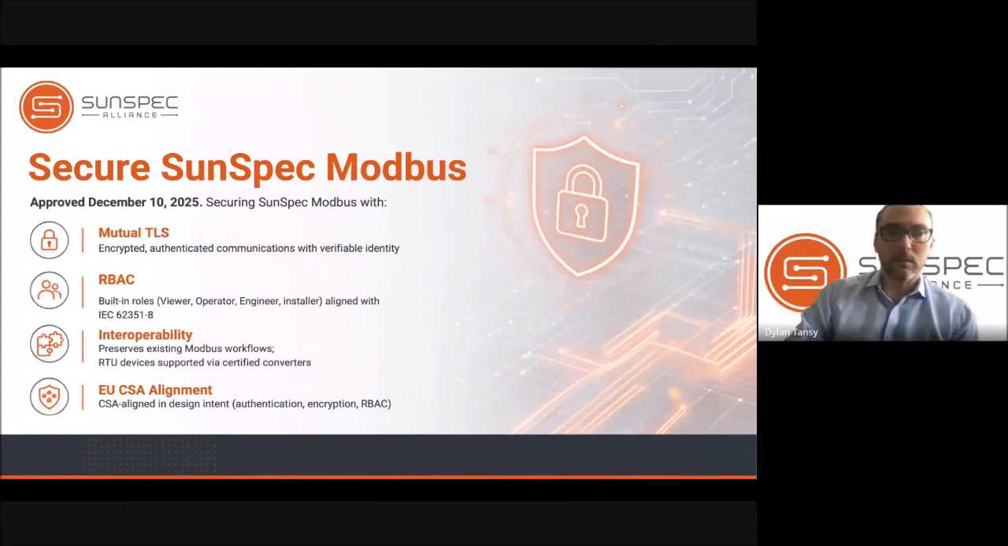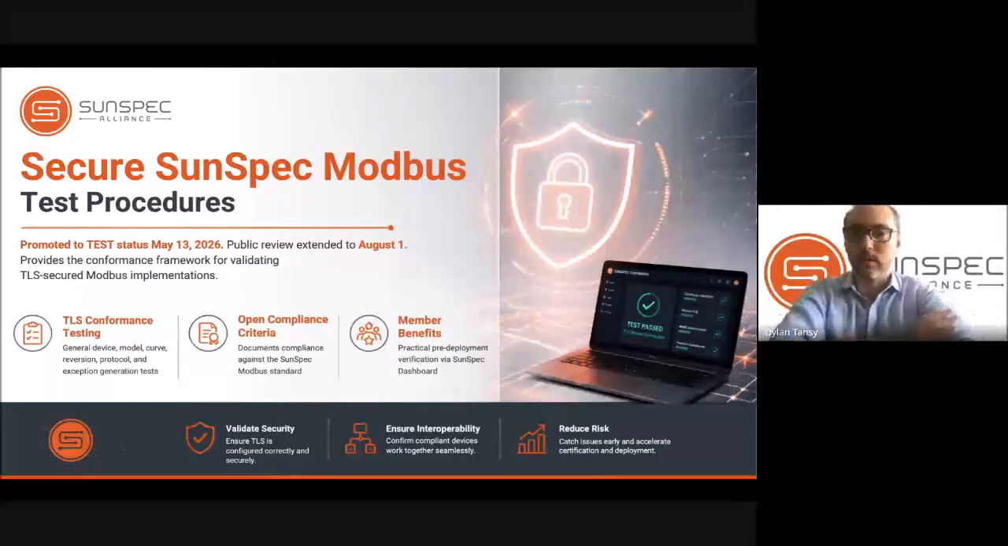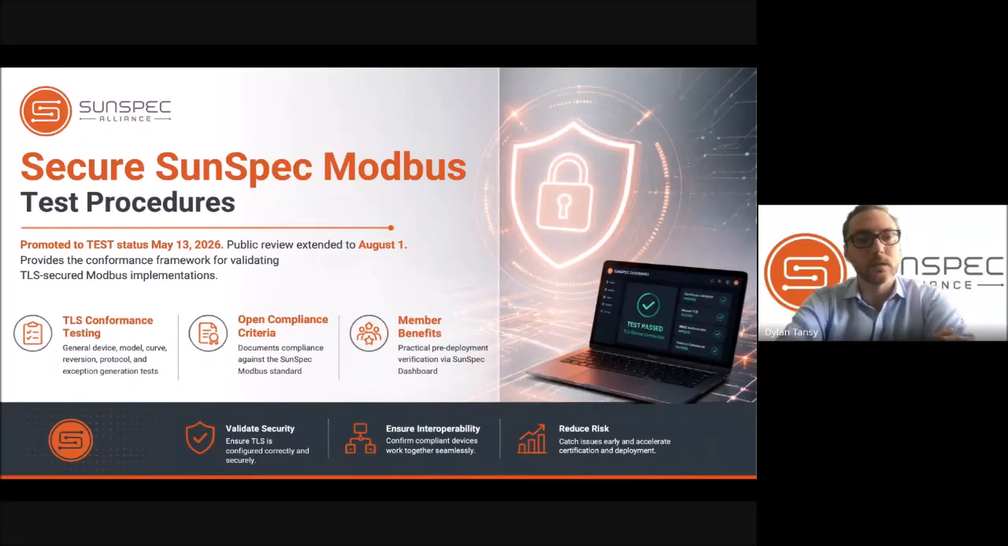And like I said, all of our specifications come paired with testing criteria in order to validate that any adopter or implementer has done so in a compliant manner. So to that end, since we completed the implementation guide, the SunSpec Modbus work group has been working on the Secure SunSpec Modbus test procedures. And this specification was voted into test status at the last SunSpec Modbus work group meeting on May 13th, and we're announcing that today. This specification in test status has already been published on the SunSpec website in the specifications for review section, and on the public specifications for review section, and in the SunSpec member portal. So you can access this on the website now. And we've extended the public comment and review period to August 1st.